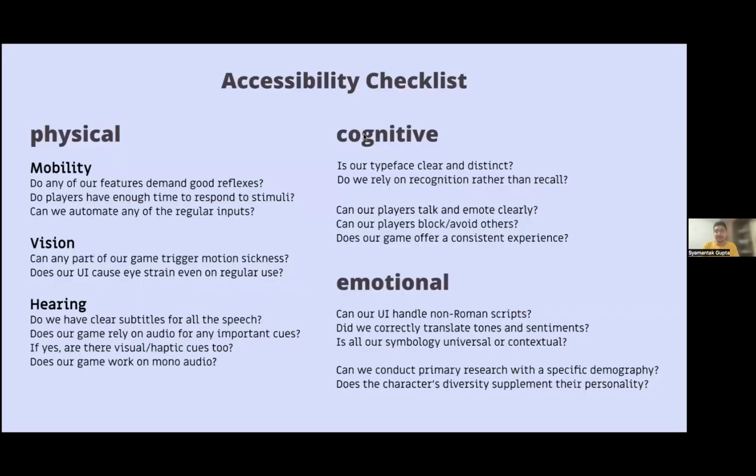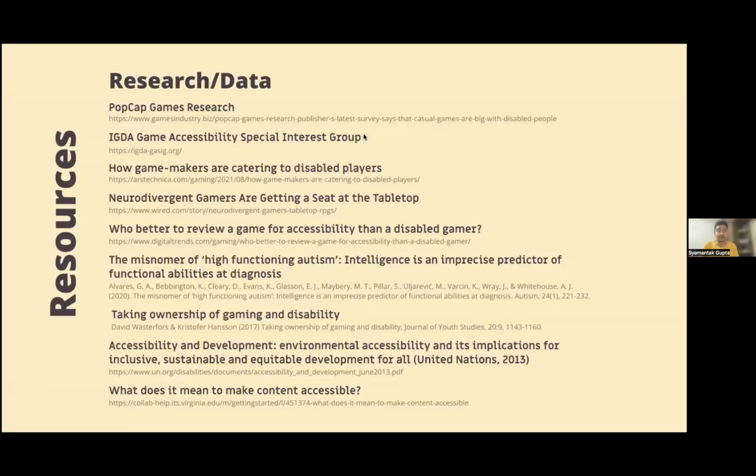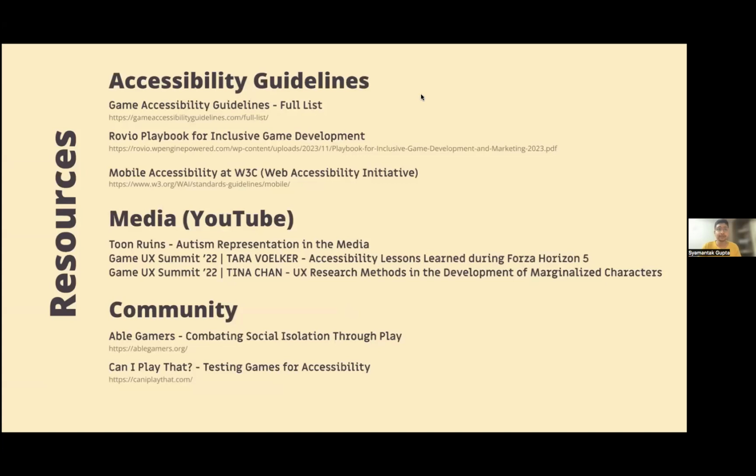This is a checklist for YouTube purposes. And I have a bunch of resources here as well that you can snapshot later. Feel free. Literally 2 days ago, Rovio set out a very nice playbook. I would suggest that you check that out if you can. It's a really nice playbook, very, very nicely written, very lightly organized.